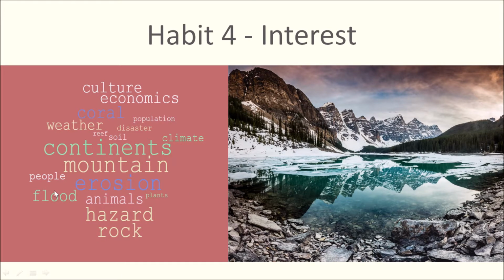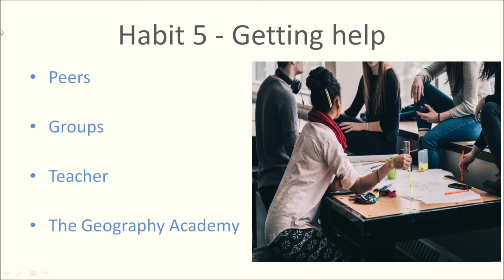It could be about natural disasters. It could be the animals, the plants, the biomes. It could be the population, the human side of geography. Whatever it is, find an interest, and then the topic becomes much, much easier, and then you can get a much higher grade. Habit 5 is getting help.